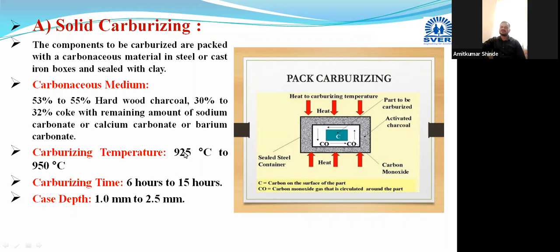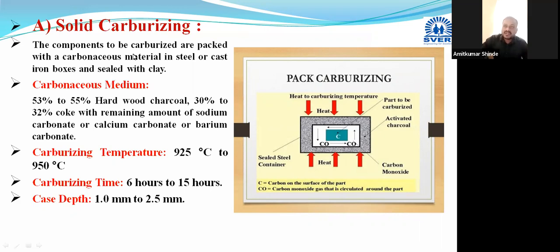The case depth achieved in solid carburizing: suppose we use this 925 to 950 degrees Celsius carburizing temperature for 6 to 15 hours, we will end up with surface hardening with a case depth of 1 to 2.5 millimeter. As far as solid carburizing is concerned, this case depth is non-uniform, because the diffusion of carbon is non-uniform due to the solid carburizing medium.